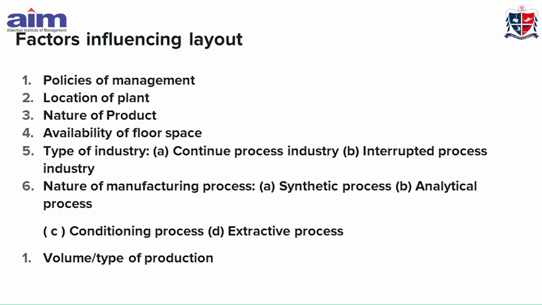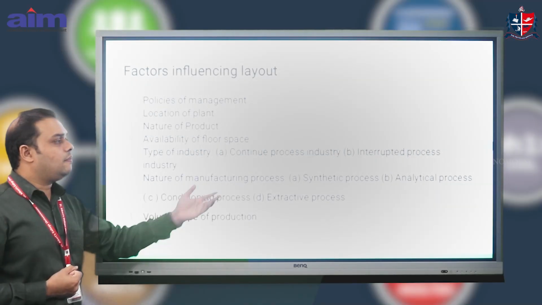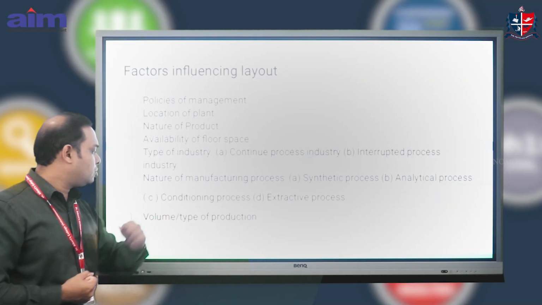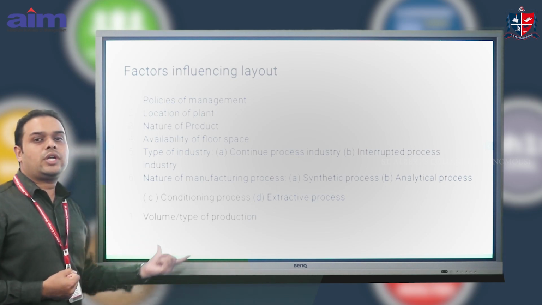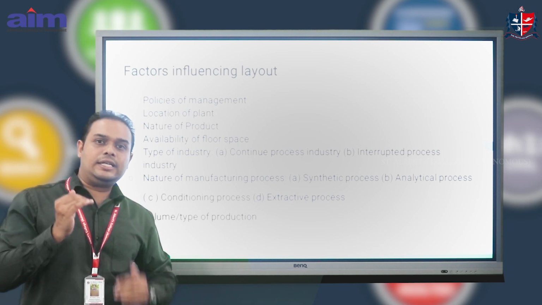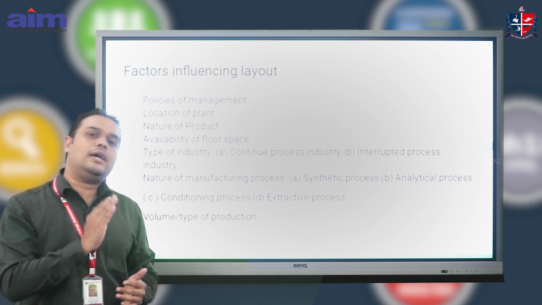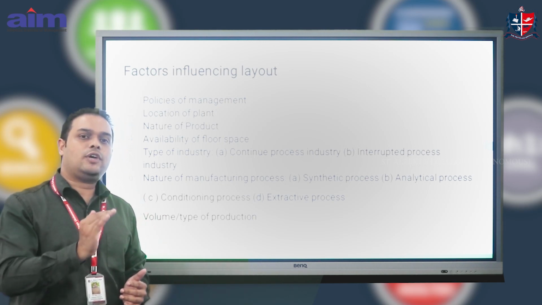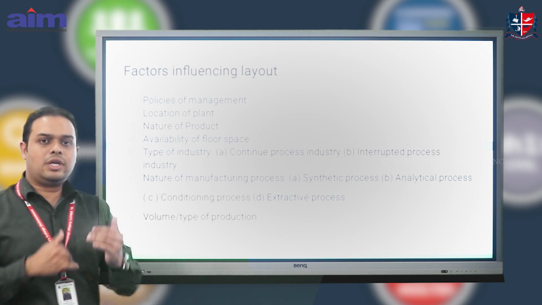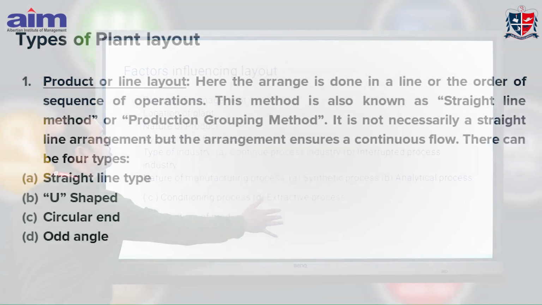Then you have what kind of manufacturing process do you have in your organization. It might be synthetic, analytical, conditioning process, or an extractive process. And then there is the volume or type of production. If you have a large amount of volume, it is ideally suited for a line layout or a product layout. If you have small amount of production, it is suited for a process layout. So it depends on what kind of volume you have when you produce goods.